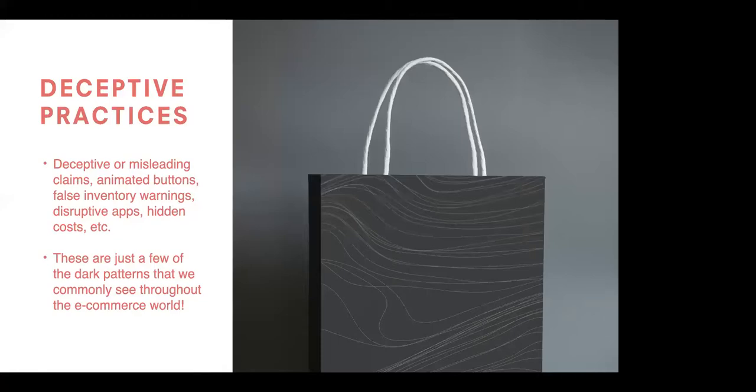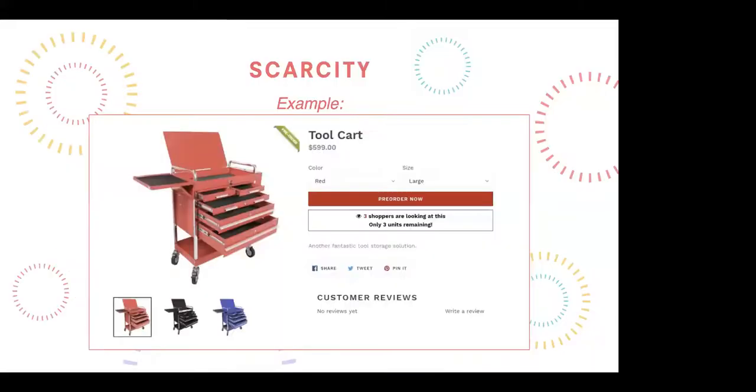So some great examples of dark patterns may include deceptive or misleading claims, animated buttons, false inventory warnings, disruptive apps, hidden costs, etc. And those are just a few examples of the types of dark patterns you commonly see throughout the e-commerce world. And I'll show you some specific examples.